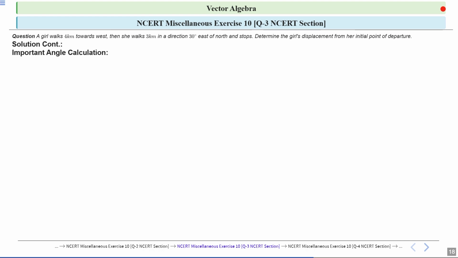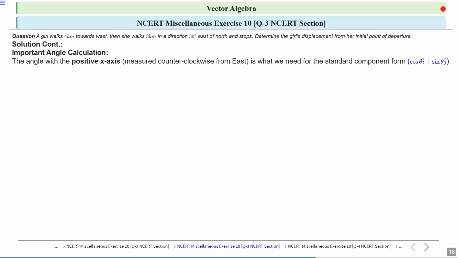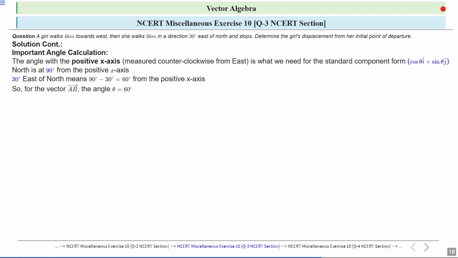Now let's see the important angle calculations. The angle with the positive x-axis measured counterclockwise from east is what we need for the standard component form, which is cos theta i cap plus sin theta j cap. North is 90° from the positive x-axis. 30° east of north means 90 minus 30, which is 60° from the positive x-axis. So for vector AB, the angle theta is 60°. The magnitude of this displacement AB vector is 3 km.